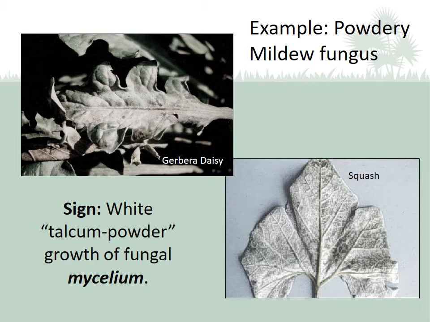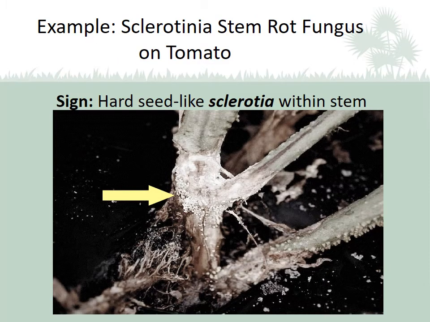So make sure we turn things over and make sure we inspect and scout very thoroughly to make sure we have a full comprehensive view and analysis of what particular infection may be present in our fields. Here we have an example of sclerotinia stem rot fungus on tomato. These have hard seed-like sclerotia within the stem itself.